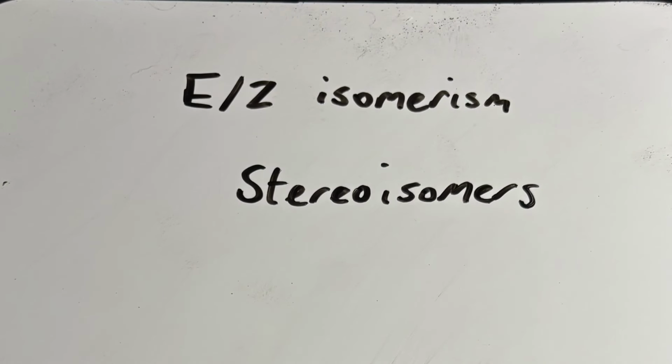In the Module 4 video, we talked about EZ isomerism, and those are examples of stereoisomers that have the same structural formula but a different spatial arrangement. And now we're going to look at a different type of this called enantiomers or optical isomers.